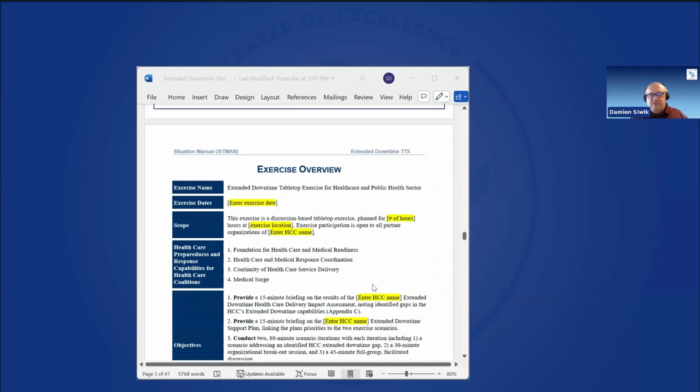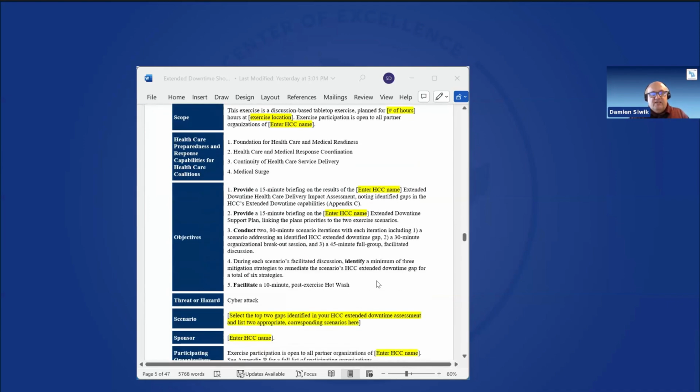Everything in here should be fairly familiar to the group. I would call out that we did use the ASPR Healthcare Preparedness and Response Capabilities for Healthcare Coalitions as sort of the goal of the exercise, with those 4 capabilities listed. Conceptually, we did put in 5 objectives to sort of structure a tabletop exercise.